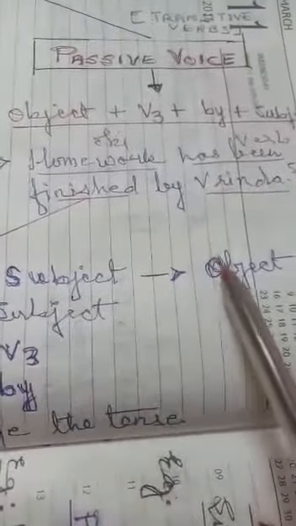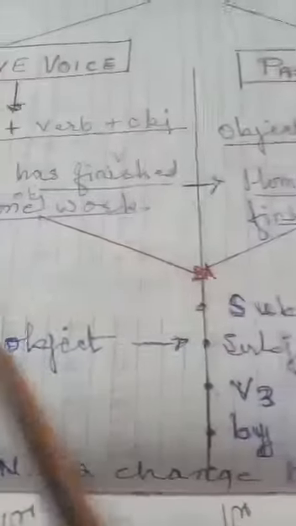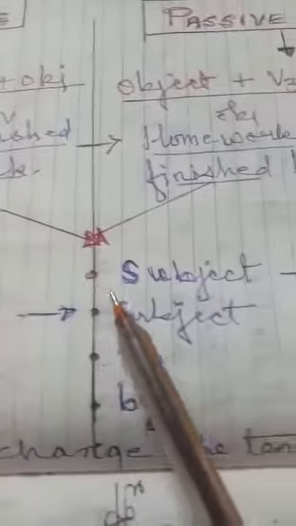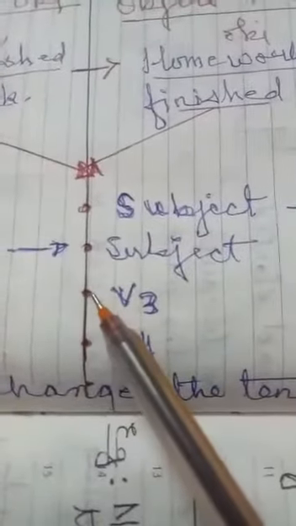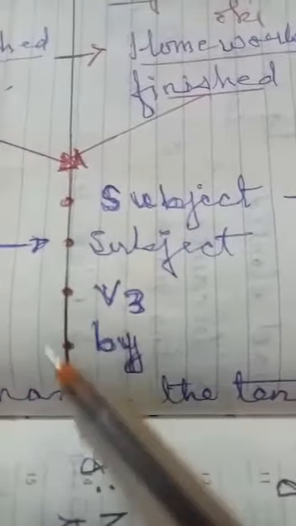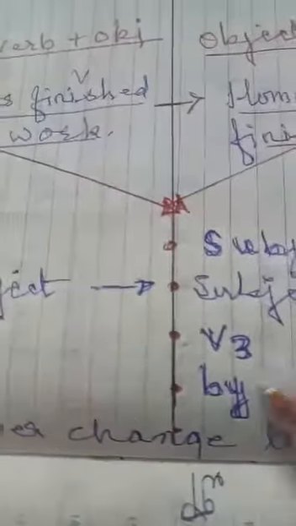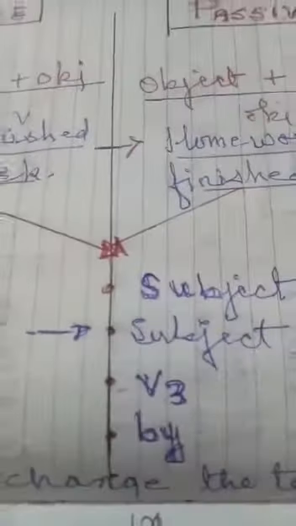The common thing is, the subject takes the place of the object and the object comes at the place of the subject. We always use the third form of the verb, and by as an agent. Children, keep it in mind, we never change the tense while making the active into passive. So let me continue.